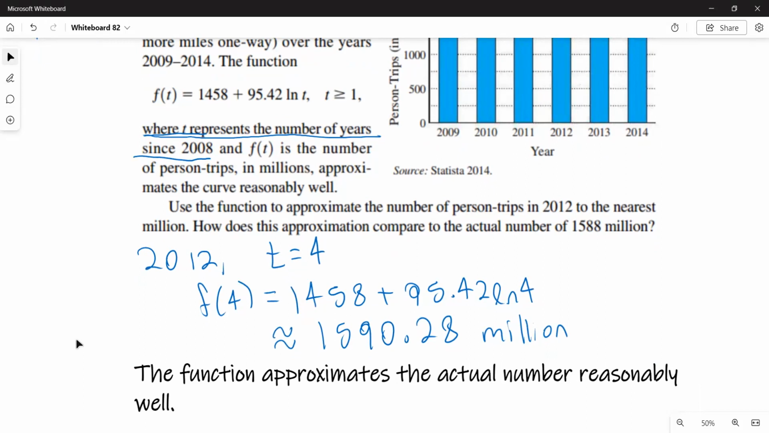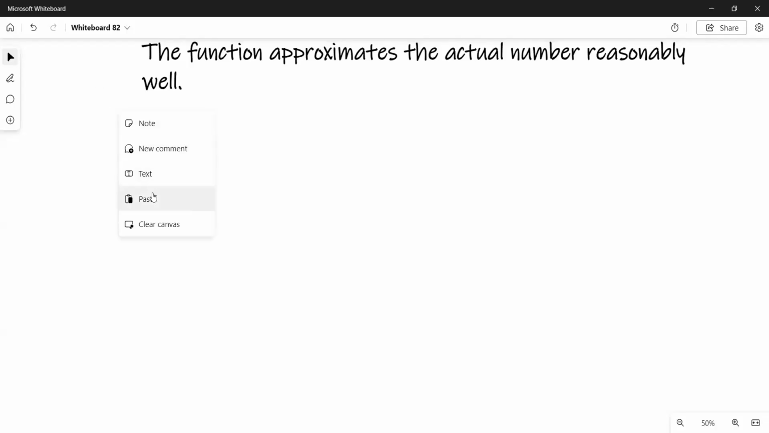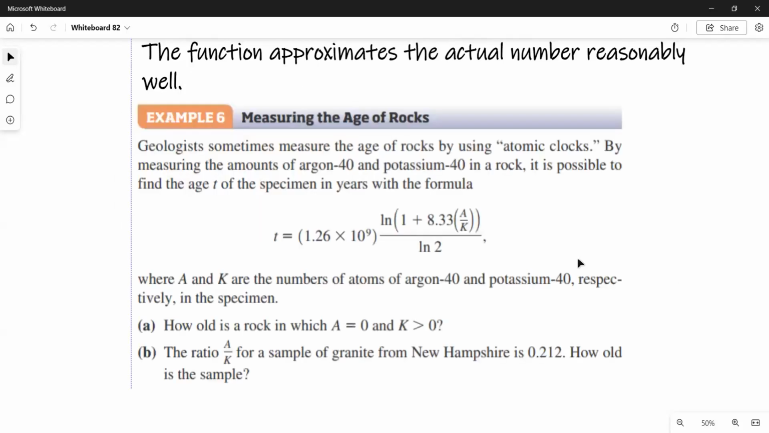Okay, another application is example 6. And then I'm going to show you the change of base formula. So that's example 6 on page 452. That's another long problem. But yeah, we're seeing some applications now.